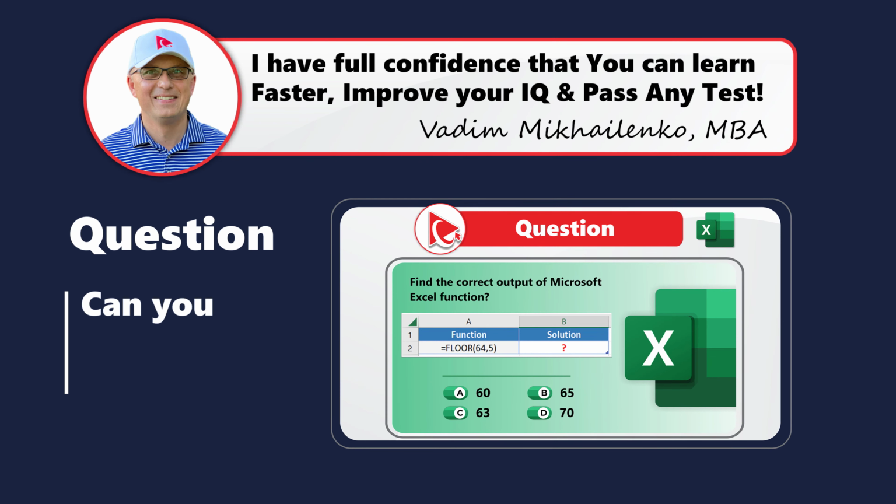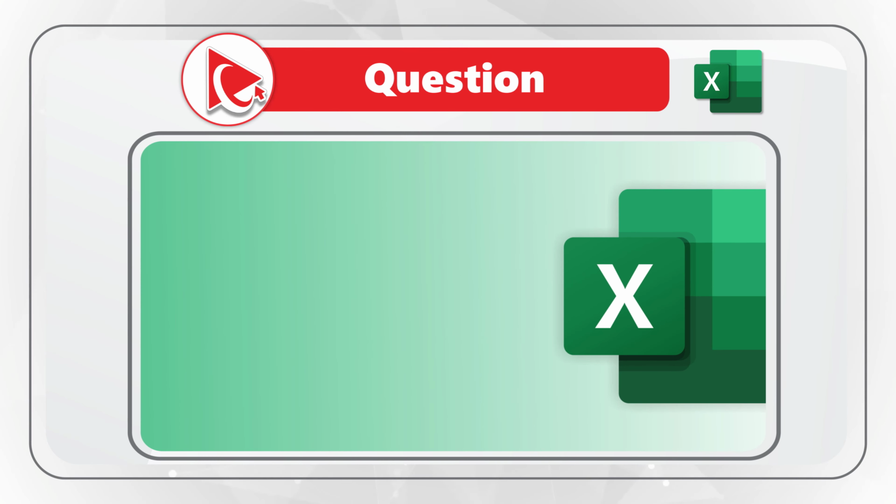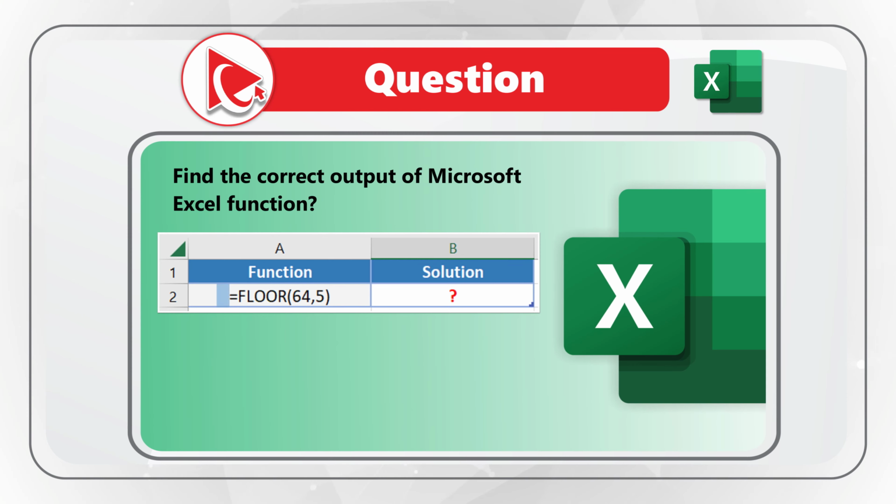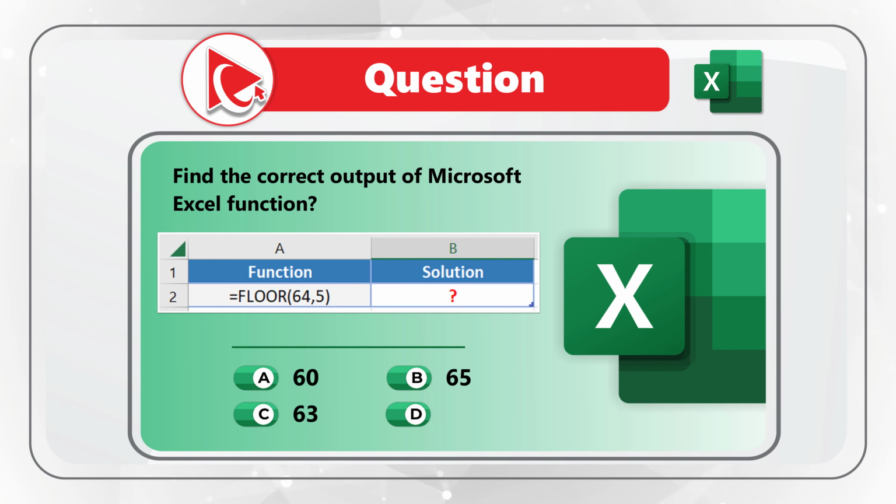Here's an amazing question we see on the test more and more often. You need to find the correct output of a Microsoft Excel function, and you're presented with the statement equal sign, FLOOR, and then in parentheses 64,5. You have 4 different choices to select from. Choice A, 60. Choice B, 65. Choice C, 63. And last but not least, choice D, 70.